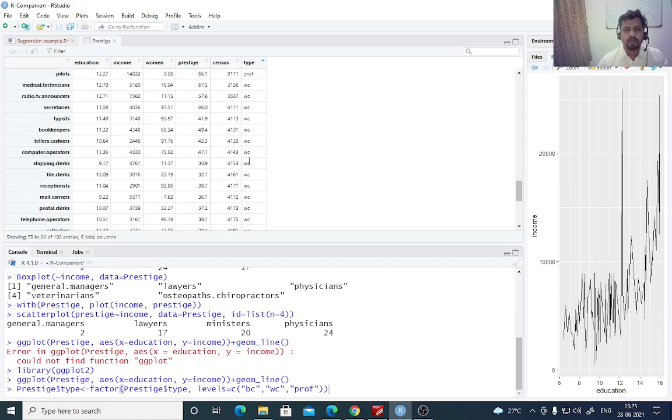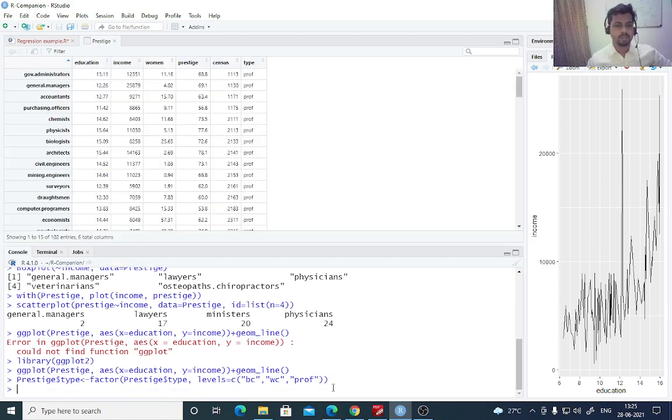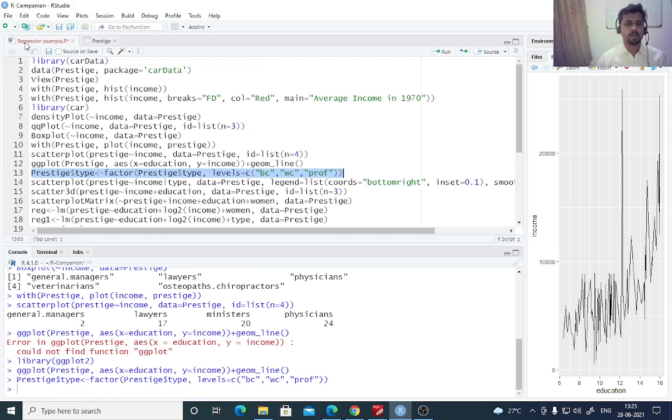So in total, this type of occupation categorical variable has three categories, which can be stored as levels. So that's what I've done over here. As factor prestige.type, I want to convert this to a factor, and the levels of this factor are blue collar, white collar, and professional services. Now we have defined this as prestige.type.